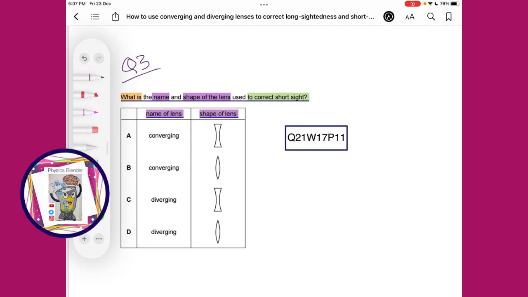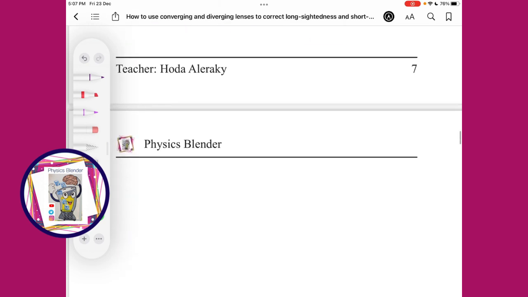Question 3. What is the name and shape of the lens used to correct short-sightedness? Again, guys, a short-sighted person is not able to see distant, far away objects. They cannot see them clearly, and the image is formed in front of the retina. So we are using diverging lenses to push the rays so they can arrive together and be focused at the retina. So you have to choose the diverging lens, and you know its shape: it's thinner at the center than at the edge.